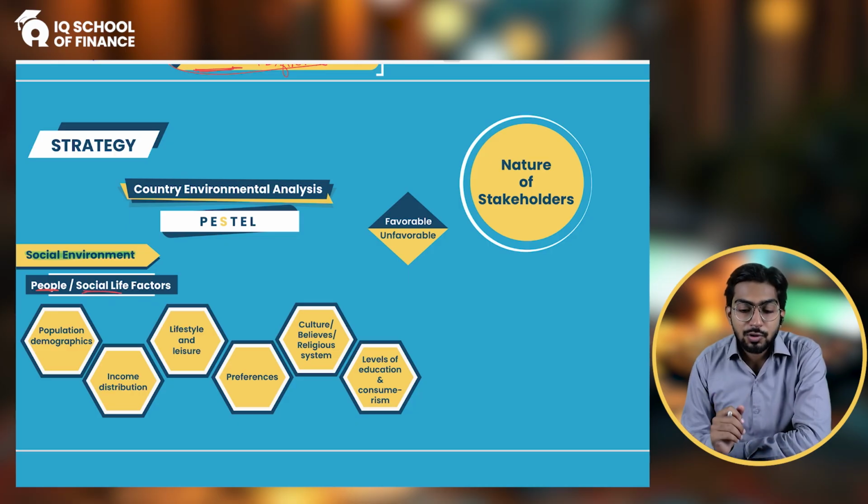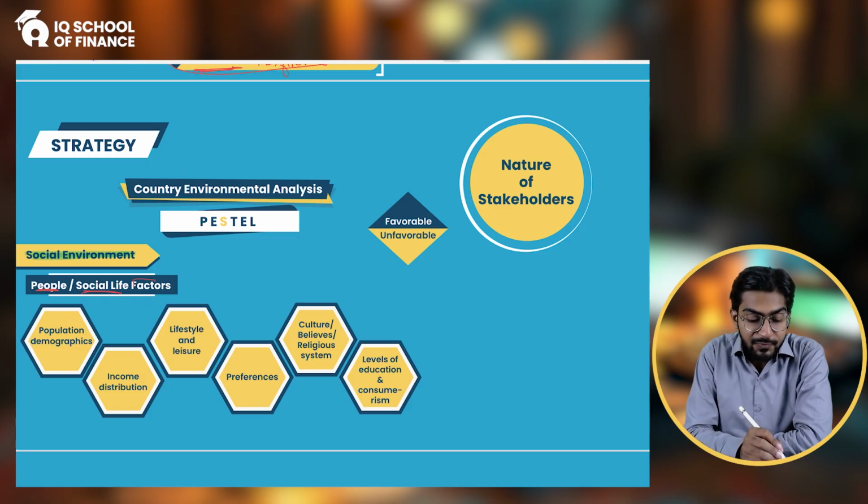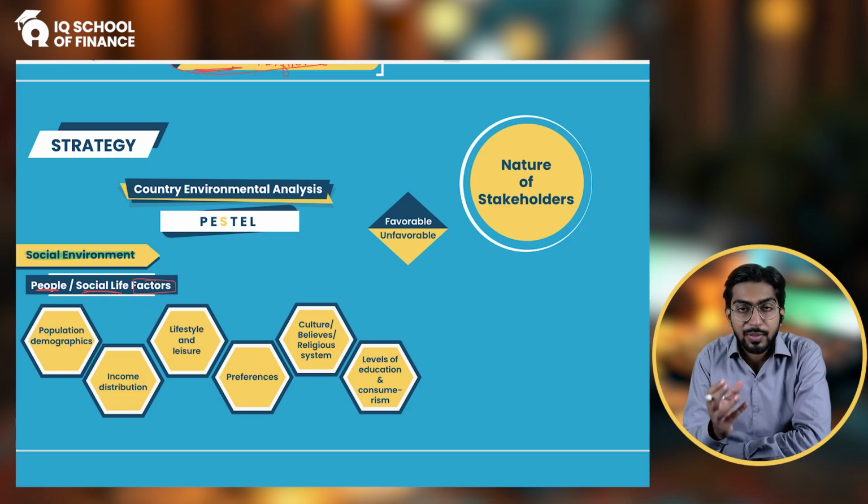Once you focus on them, you will identify the factors of the people or the social life, such as the population demographics. For example, what is the ratio of males and females? All right. What is the ratio of kids, adults, and old people? Right. What is the ratio of literacy? What is the ratio of deaths? What is the birth rate? What is the death rate?